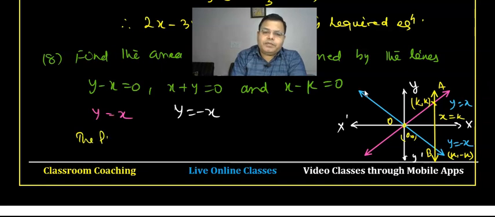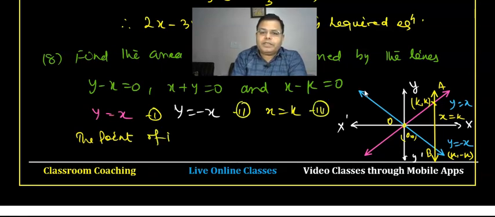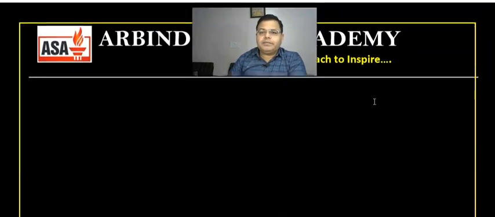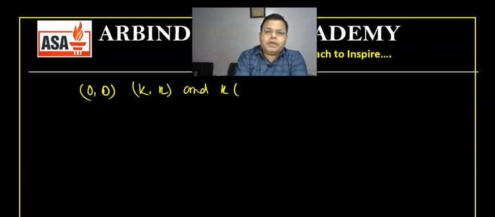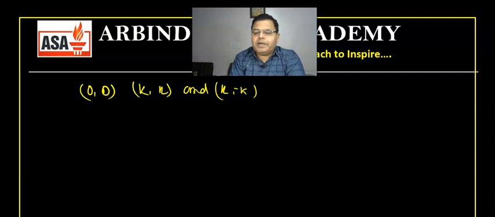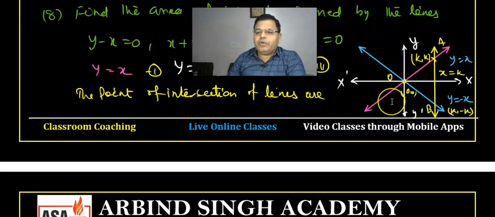The points of intersection of the lines are k comma k, k comma minus k, and 0, 0. These are the three points, and we have to find the area of the triangle. The area of a triangle can be calculated in two different ways.